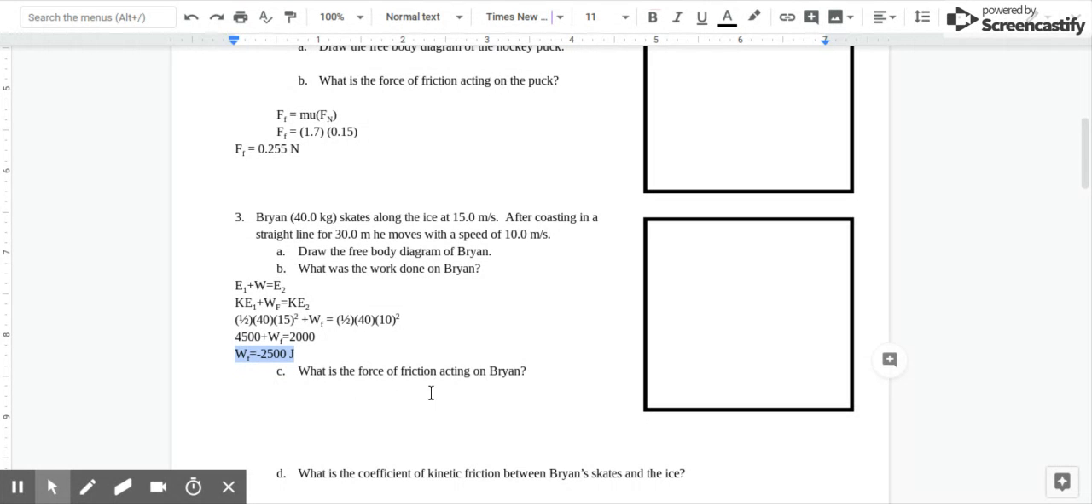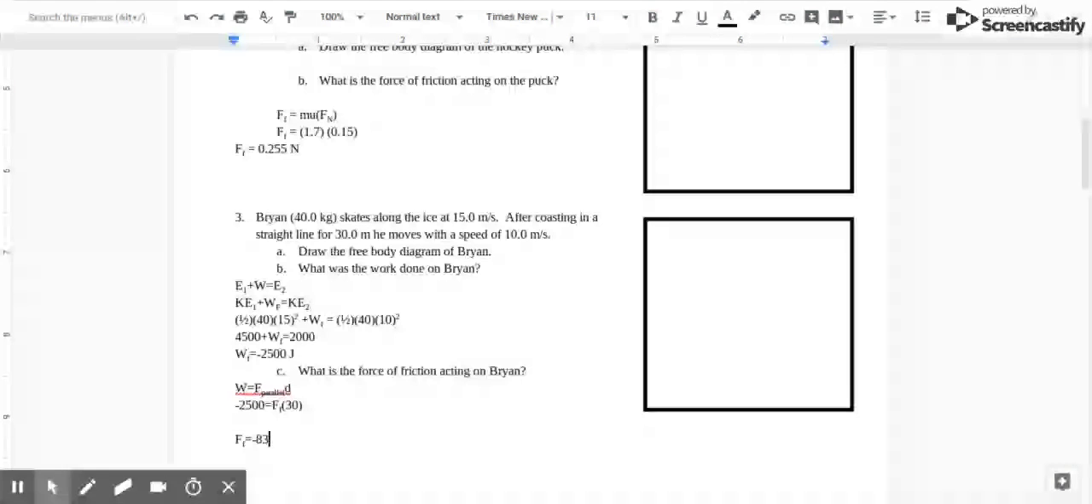So the next part is asking us what's the force of friction acting on him. So we use our good old W equals F parallel times d. And the work is negative 2,500, and that's equal to the force of friction times the displacement. The displacement was 30. And when you divide that, you get that the force of friction is equal to negative 83.33 newtons.